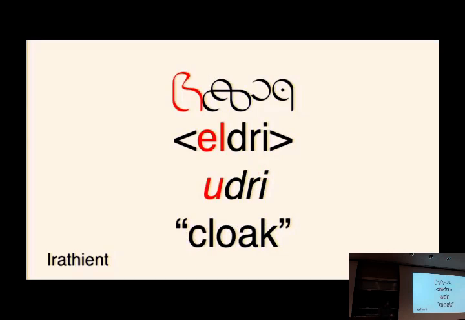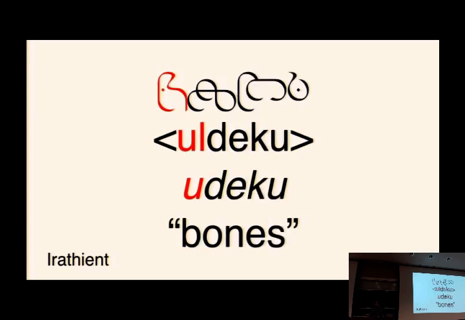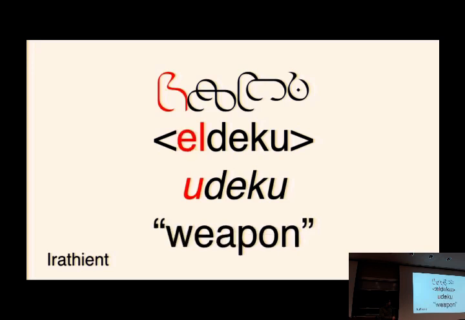Anyway, so then this is one of my favorites. This post-vocalic L just wreaked havoc on this language. So sequences like EL became U, so that's Udri, pronounced that way but spelled with an EL. And then you can produce really fun little irregularities like this. So this is originally UL, it's pronounced Udeku, bones. This is weapon, spelled with an E, pronounced exactly the same. Only difference is that little dot up here. I love that. Look at that.